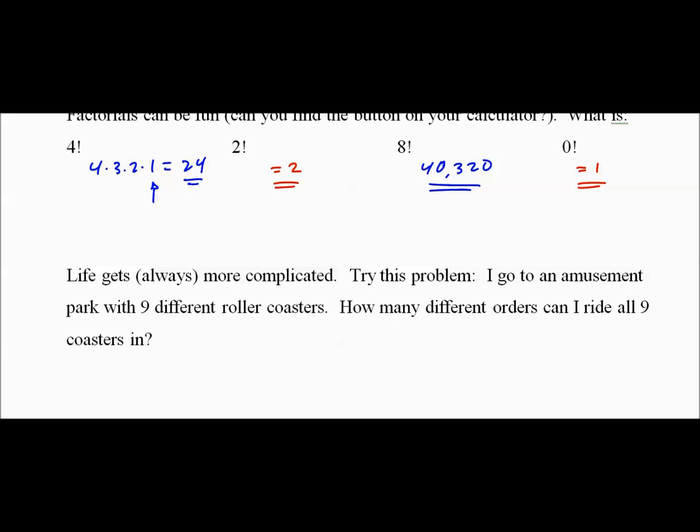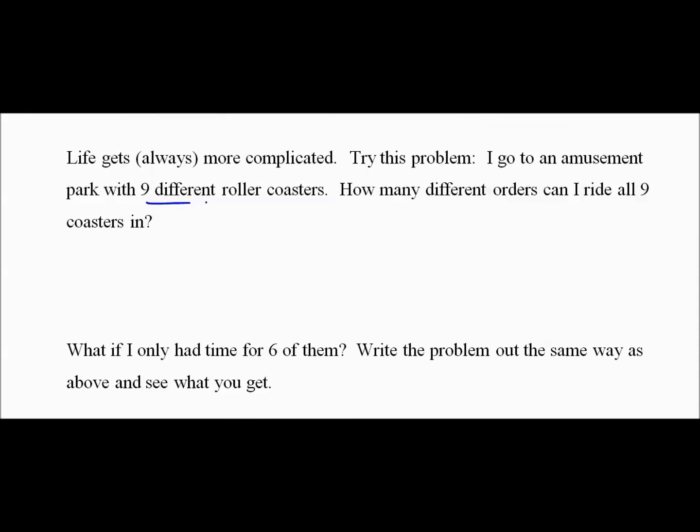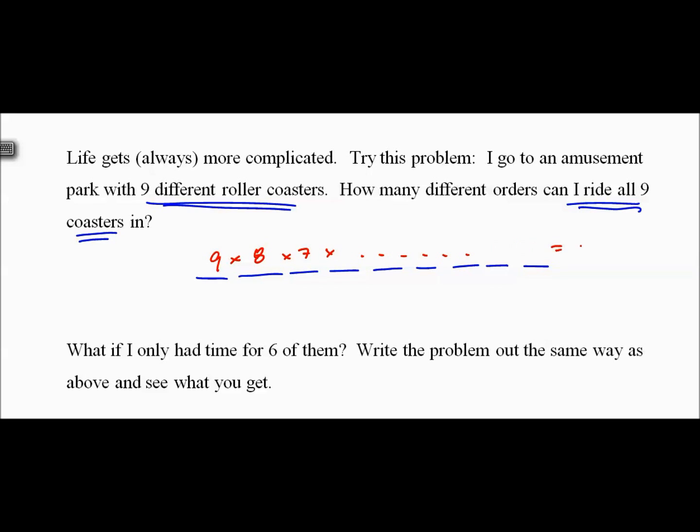Now, as always, life gets more complicated, so you're going to have to try this problem. I go to an amusement park. There's 9 different roller coasters. I want to go on all of them. I want to go on all 9. How many different ways can I do that? Well, if you look at the list, got 9 to go on. I got 9 choices. Now, I've already gone on that one, so I have 8 choices. Times 7, 9 factorial. I have 362,880 different ways to do it. That's a lot.